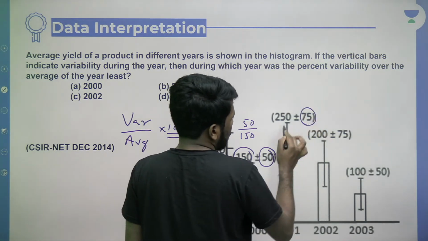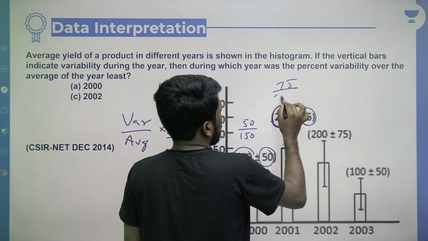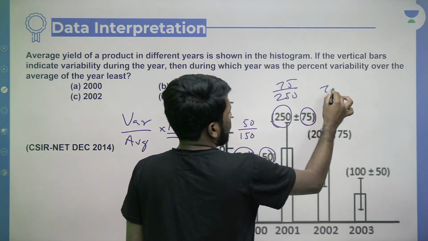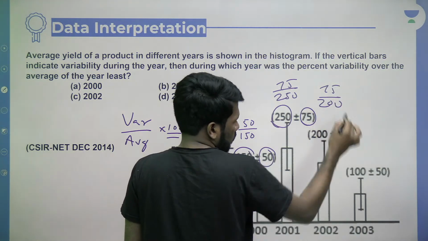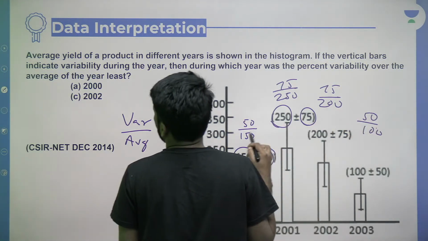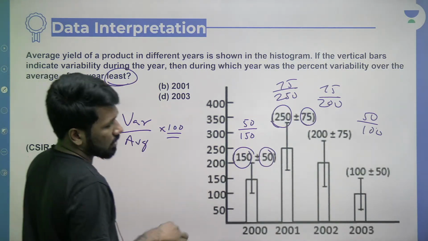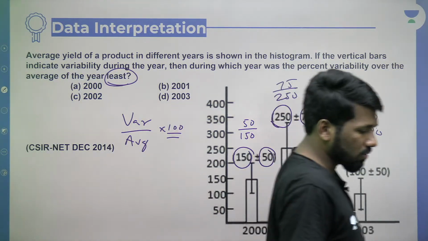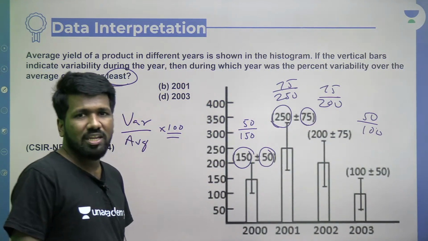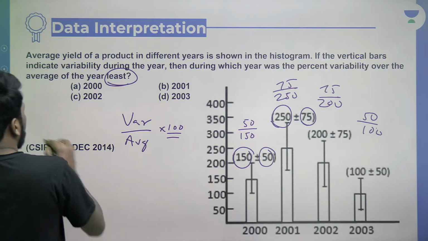2001 में 75 is the variability over the average 250. That is 75 out of 250. 2002 में 75 out of 200. And 2003 में 50 out of 100. And the question is asking what? Which of the following years is it the least? Percent variability over the average least कौन सा year में है? Least means which of these four fractions is minimum? Among these four fractions, which is the minimum fraction?